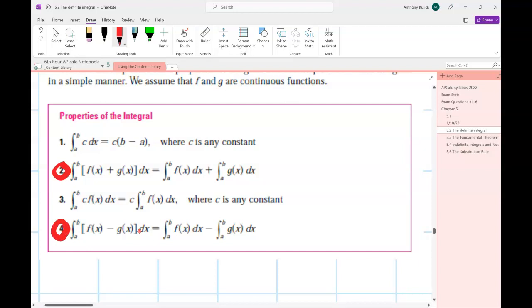These properties that we're talking about right now, Sophia, these are things that we'll use all the time. All the time these get used. Property 3, again, should look familiar. If I have a constant times a function, I can just pull the constant out front of the integral.